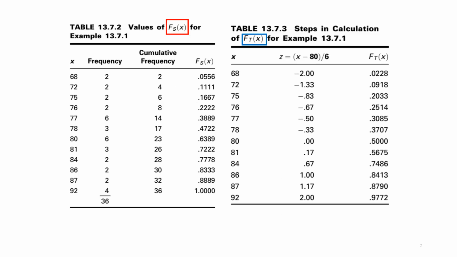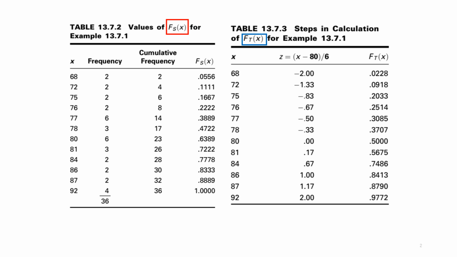Okay, let's look at the table first. First of all, we have to look at the frequency distribution for the data, 36 cases here. The lowest value is 68. We have 2 cases, and the second one is 72, with 2 cases, and so on, adding up to 36. Based on this, we check the cumulative frequency: 2, 4, 6, and so on.